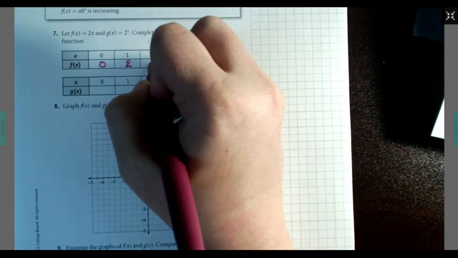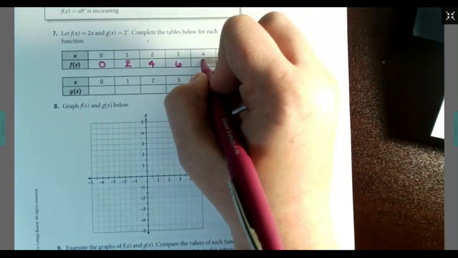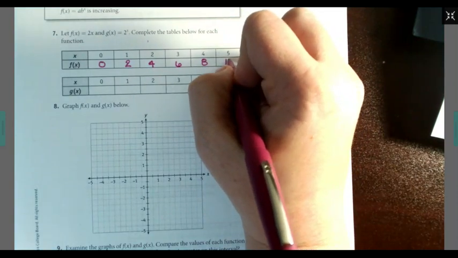If we're talking about f of x, we're going to plug into this equation. 2 times 0 is 0. 2 times 1 is 2. 2 times 2 is 4. 2 times 3 is 6. 2 times 4 is 8. And 2 times 5 is 10.